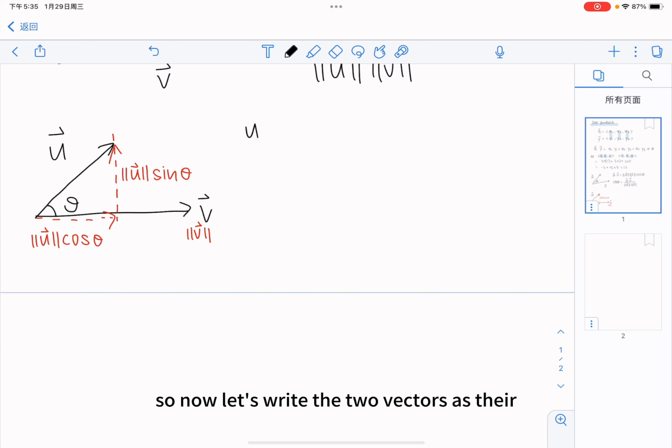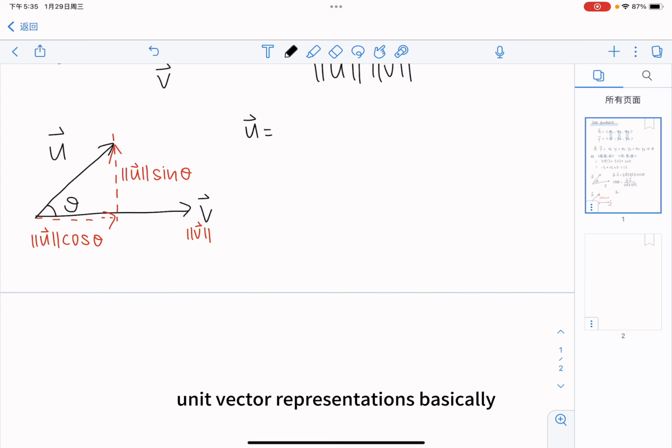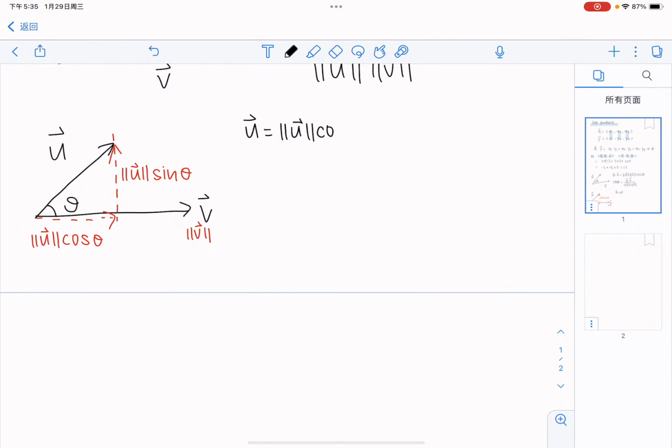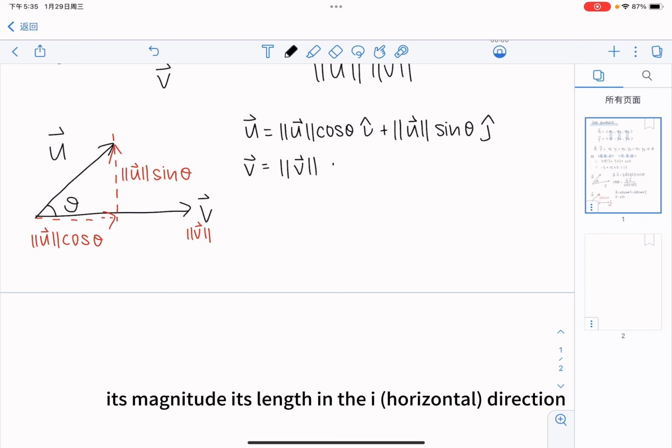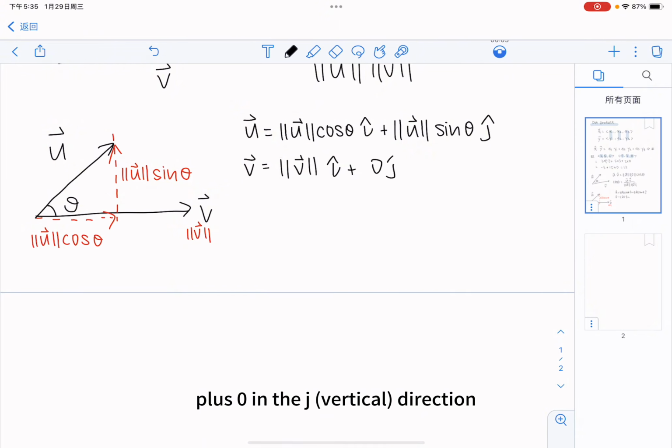So now let's write the two vectors as their unit vector representations. So u, on the horizontal i hat direction, is u cosine theta units of i hat, plus on the vertical direction, u sine theta units of j hat. And for v, you can express it as v, its magnitude, its length, in the i direction, plus 0 in the j direction.